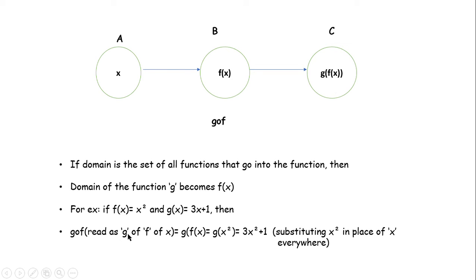Now what is f of x? f of x is equal to x squared. So here we have g of f of x, and in place of f of x, I will substitute x squared. So it will be g of x squared. Now what is g of x? g of x is 3x plus 1. So g of x squared will be 3x squared plus 1. We simply substitute x squared in place of x everywhere. Wherever we see x in the function g of x, we substitute x squared. This is how we get g of f of x mathematically.